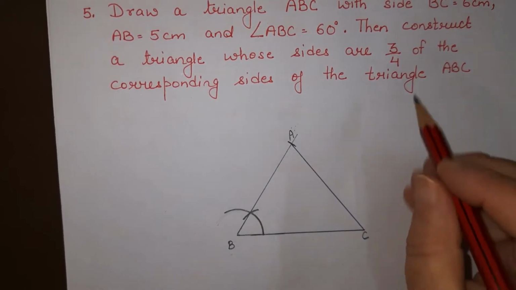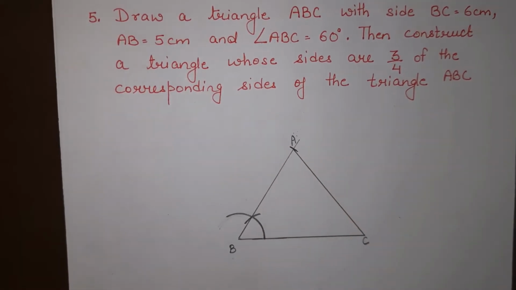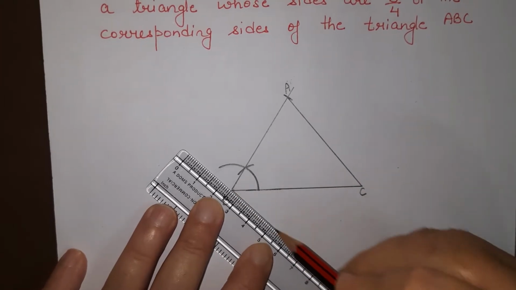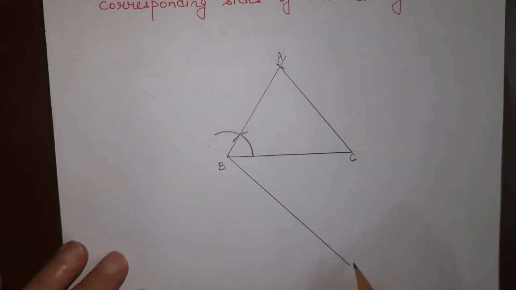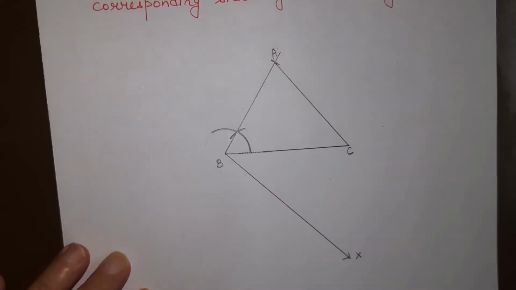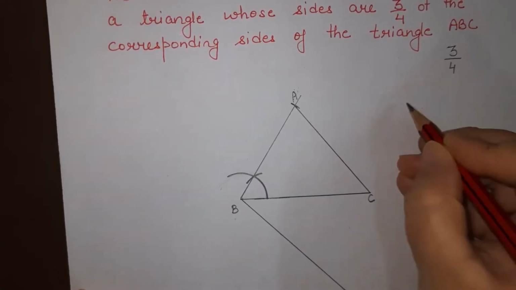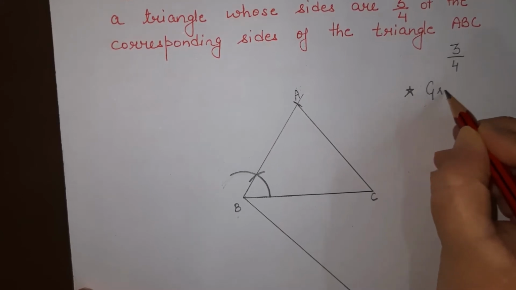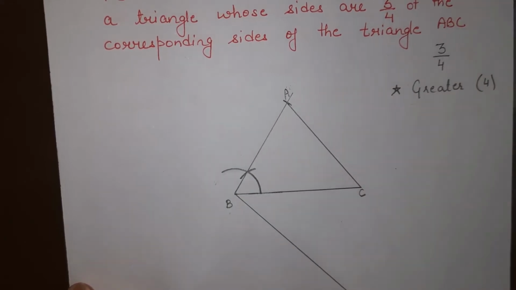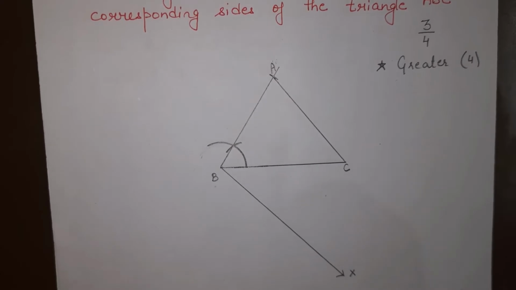Now we will construct another triangle whose sides are 3/4 of the corresponding sides of triangle ABC. For this, we will draw a ray BX such that this is an acute angle at BC. Then we will see this ratio which is given to be 3/4. We first see the greater of the two numbers, that is 4. So this 4 indicates that on BX we will take 4 arcs at equal intervals.